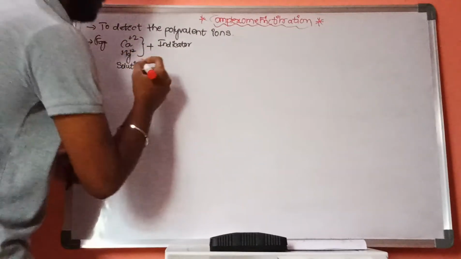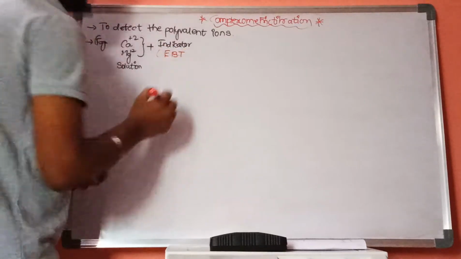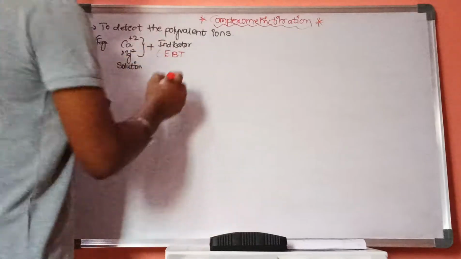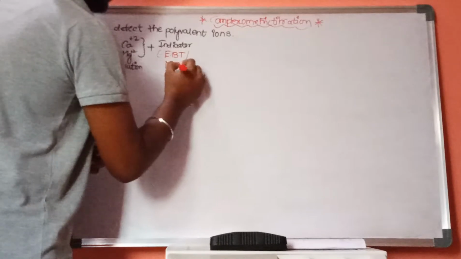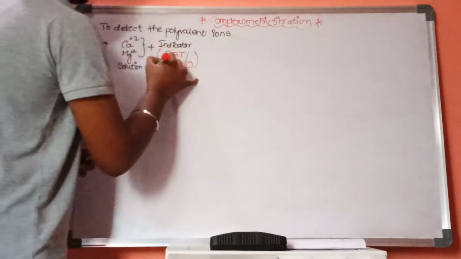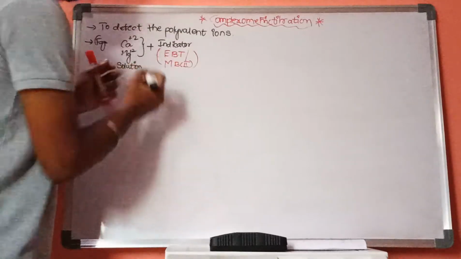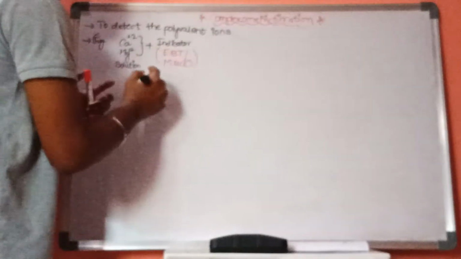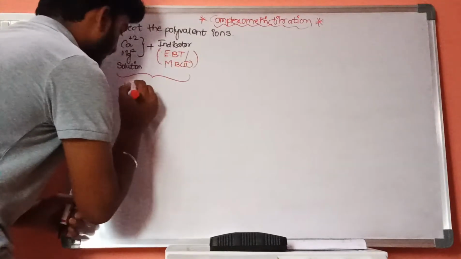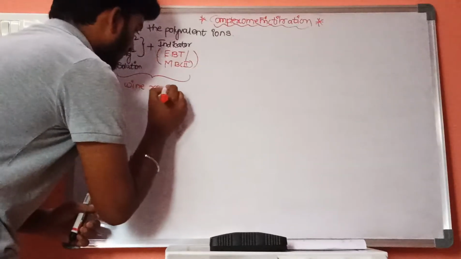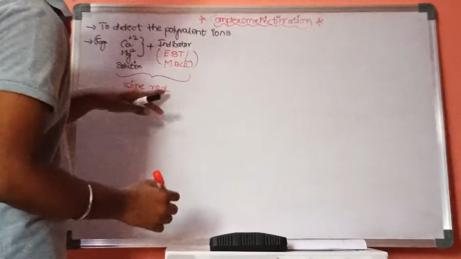Now the indicator which is used is EBT. EBT means Eriochrome Black T indicator, or it is also called Mordant Black 2 indicator. Whenever these calcium and magnesium ions react with this indicator, it forms wine red color. This solution will react with indicator and form wine red color.